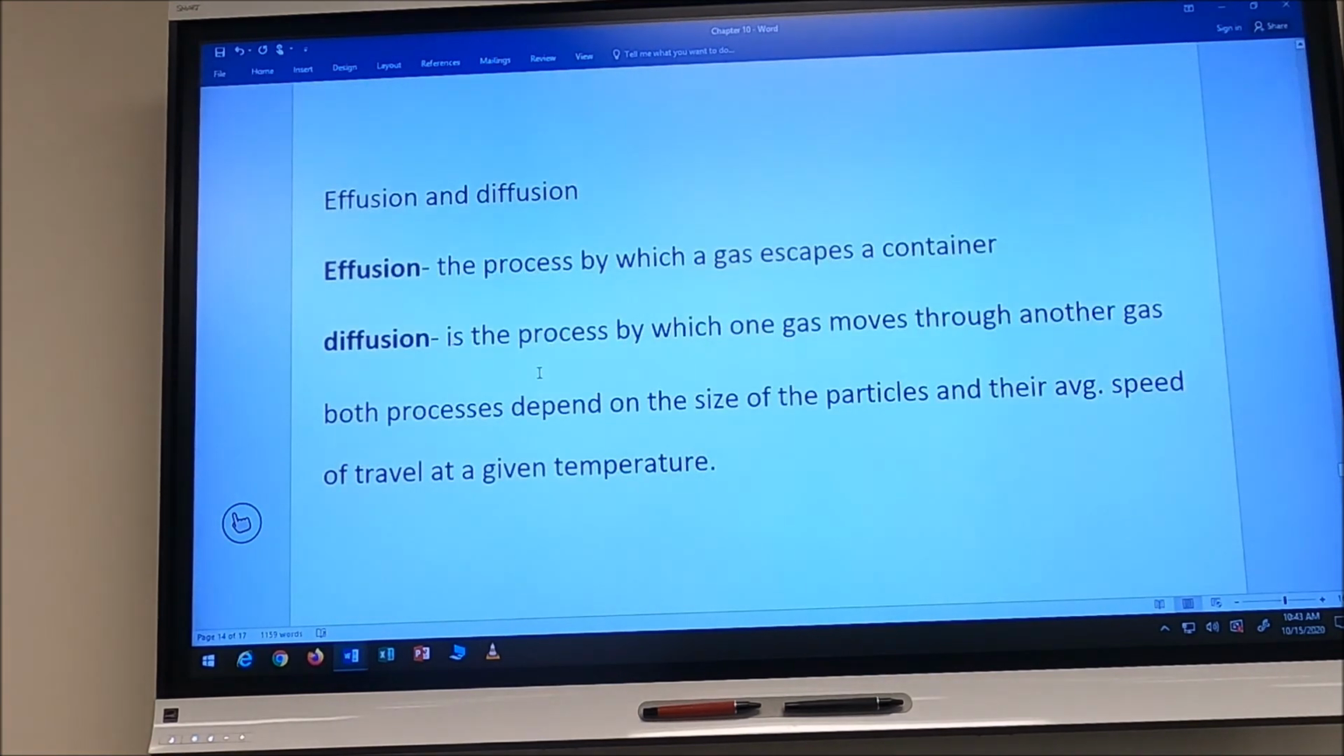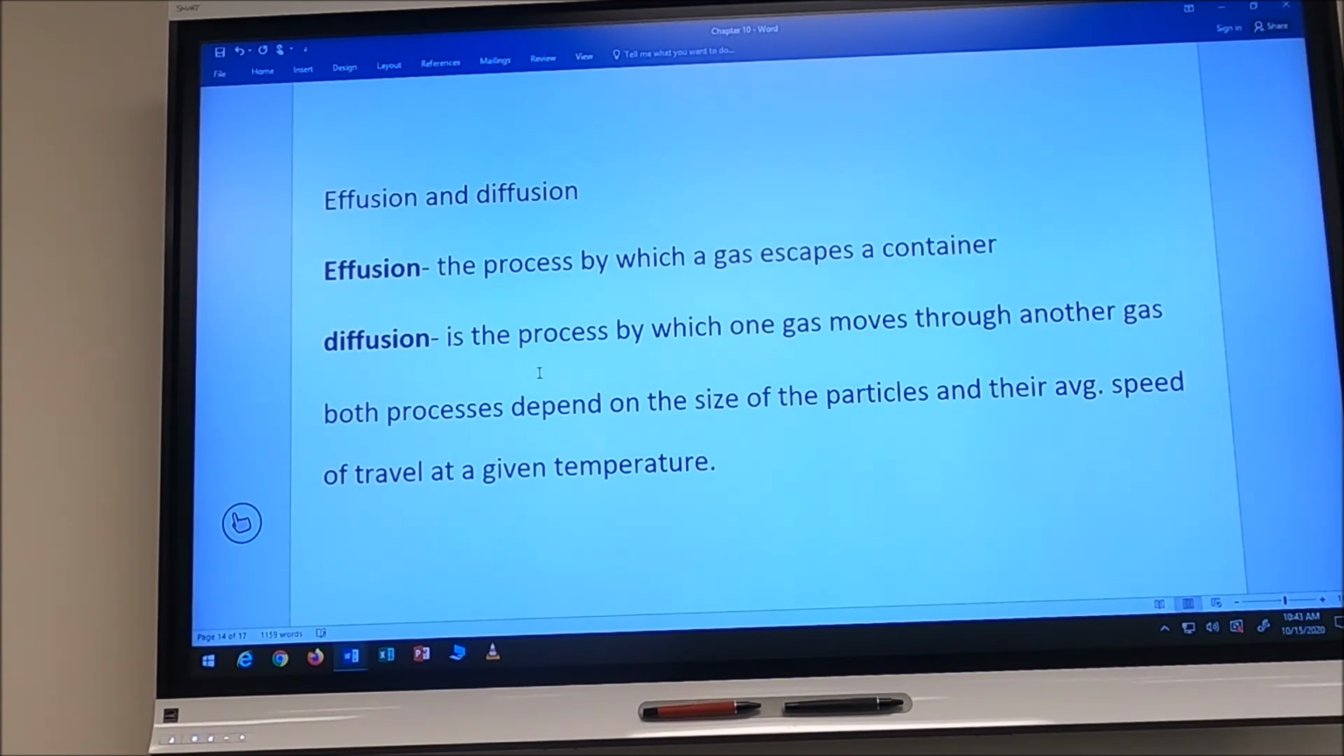Now, let's talk effusion and diffusion. Effusion is a process of a gas escaping a container. So think about a helium balloon. You buy a helium balloon, you know that over time that balloon's going to go flat. It just starts getting smaller and smaller and smaller and it stops floating. Or if you just blew up a balloon with your own breath and you left it sitting there, you know over time it'll shrivel up. And that's due to effusion. Even though the surface of the balloon looks like it's solid, for itty-bitty individual molecules, there are pathways through the balloon. Okay? And that's effusion.